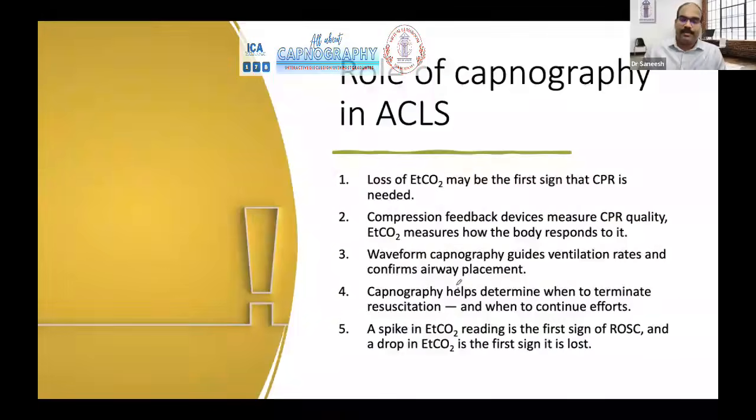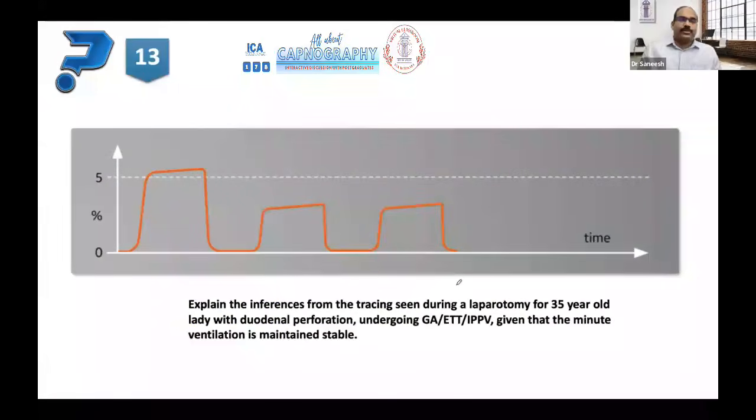Okay. So scenario number 13. Explain the inferences from the tracing seen in a laparotomy for a 35-year-old lady with duodenal perforation undergoing general anesthesia with endotracheal tube IPPV, given that minute ventilation is maintained stable. Who would like to take this? Dr. Aditya, would you like to comment on it? Your laparotomy patient.